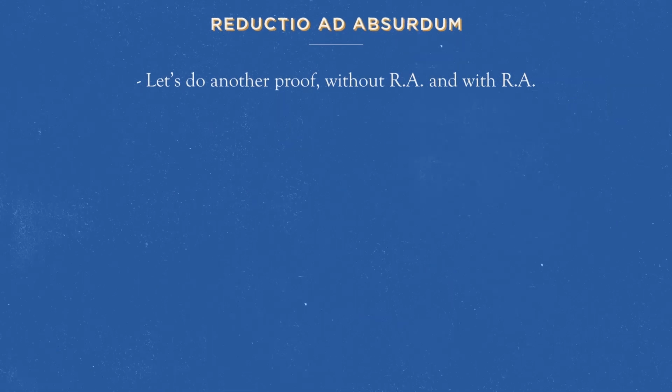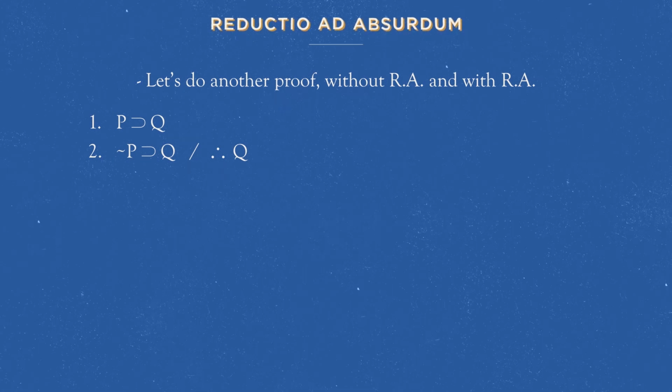So let's do another couple of proofs. We're going to do each proof twice. Once without reductio ad absurdum, and the other time with reductio ad absurdum. And you need to decide whether you think the reductio ad absurdum method is a better method. Let's say I'm trying to prove if P then Q, if not P then Q, therefore Q.